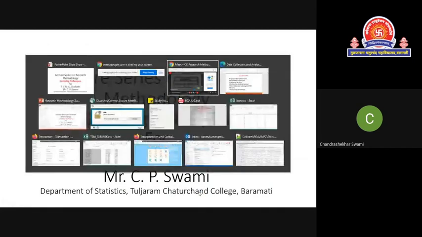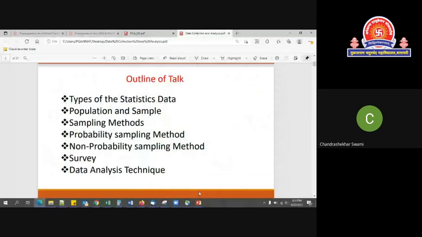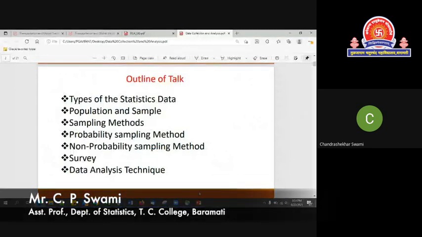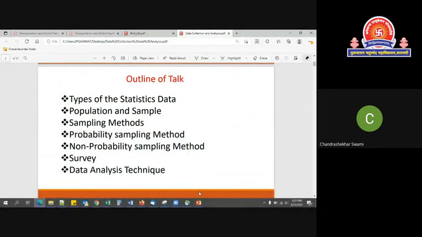Today I am presenting my topic, and the outline of the talk is: types of data, population and sample, sampling methods, probability sampling method, non-probability sampling method, survey, and data analysis techniques.